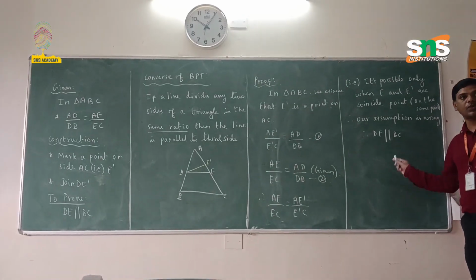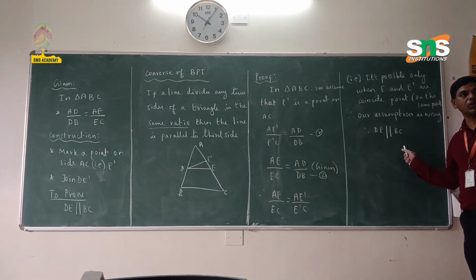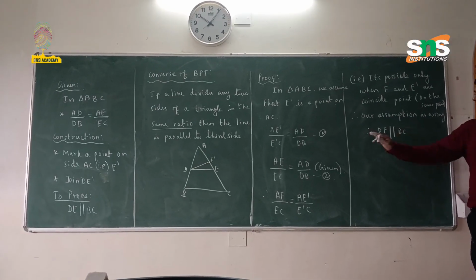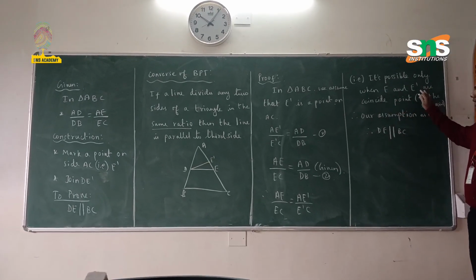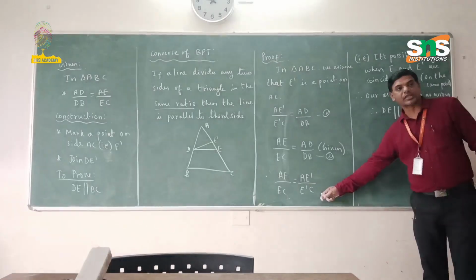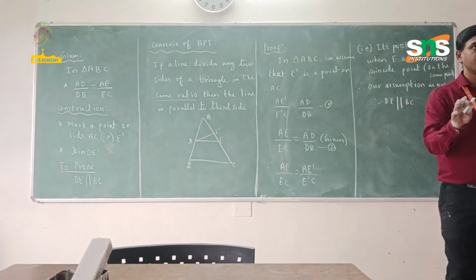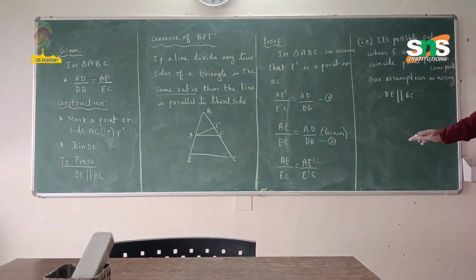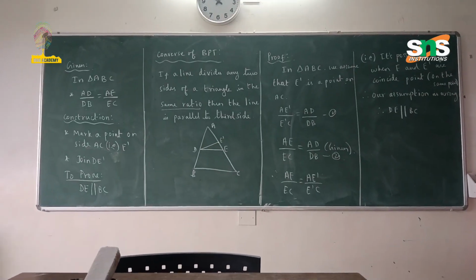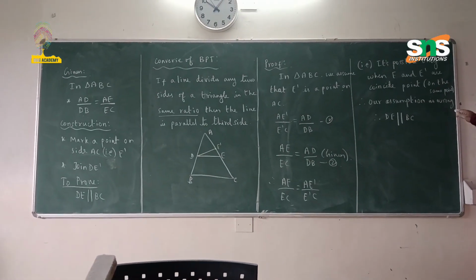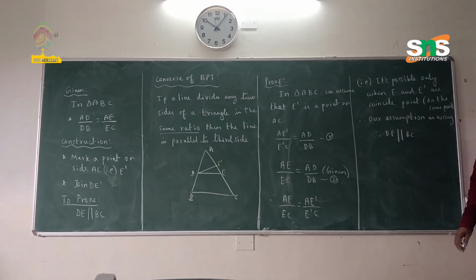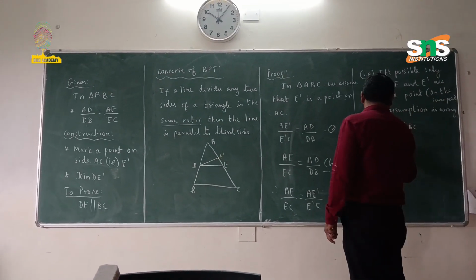So therefore, DE is parallel to BC. Straight away we can say that. Understand? The only thing we did is take one more point, E dash, and then say that both should be in the same ratio. That is not possible at all. If it is not in the same ratio, it is possible only when they coincide. So our assumption is wrong, and you can say that DE is parallel to BC. Hence proved.